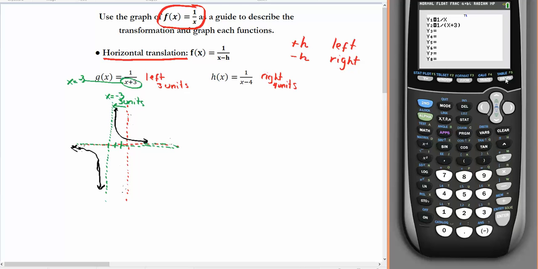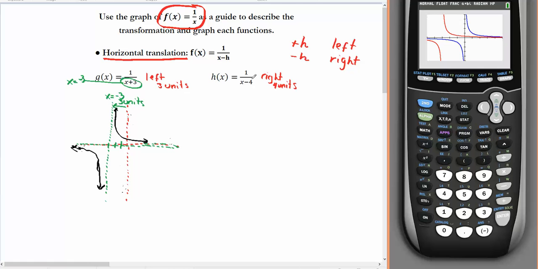You see what happened? It literally shifted 3 units to the left. So this would be 1 unit, 2 units, 3 units. The vertical asymptote is now at x equals negative 3, just like we sketched over here. So it used to be the red one, but it's now this one. We can easily see from this that all this is doing is a horizontal translation.